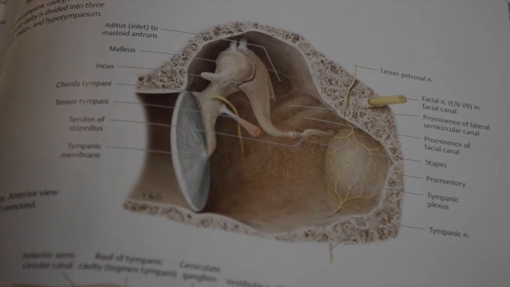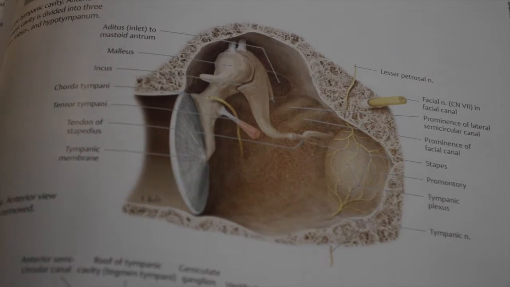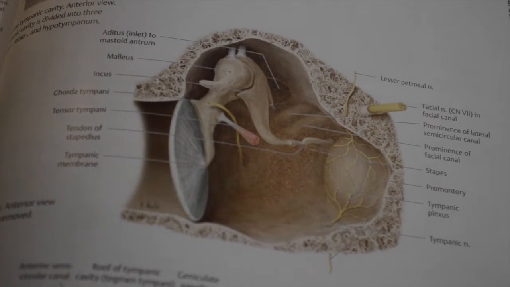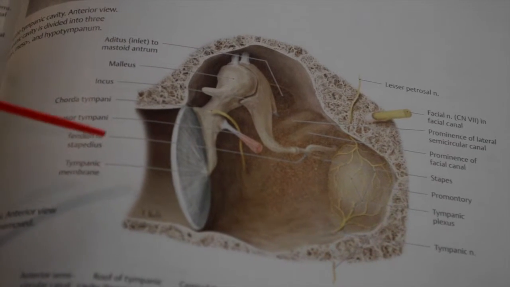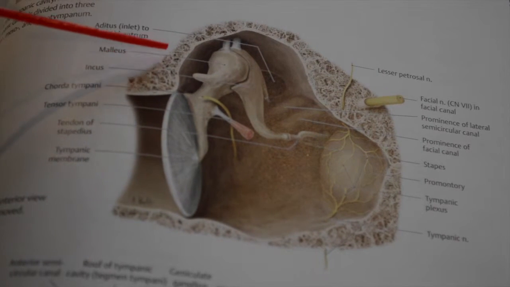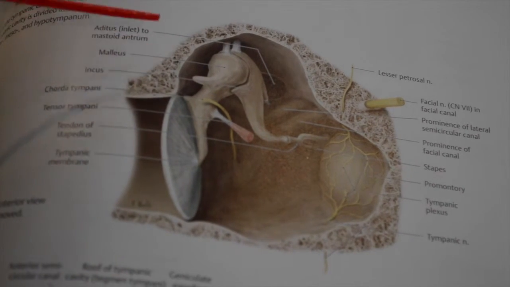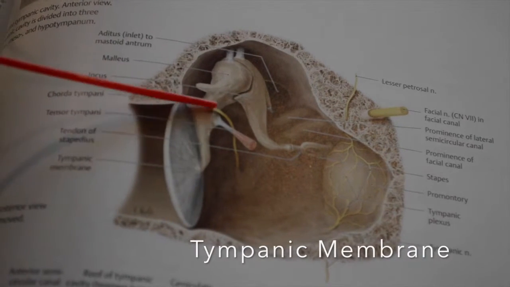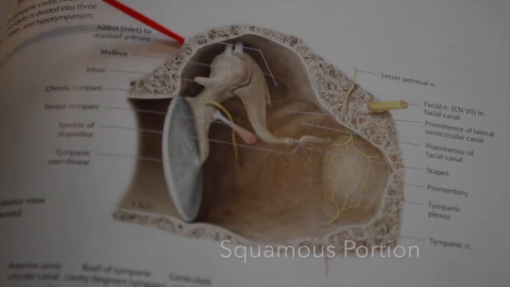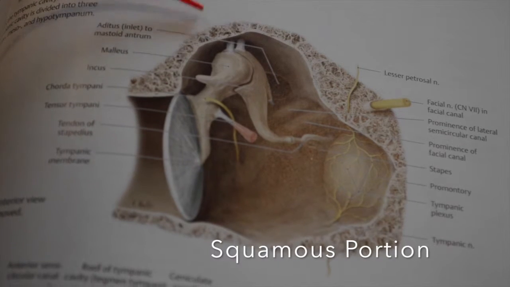The middle ear can be visualized as a 6-sided cube with 4 side walls, a floor, and a ceiling, but for this, we're going to be looking at actual pictures of the middle ear. The first wall we're going to talk about is the lateral wall, which is right here. It's made up of the tympanic membrane, which has the manubrium of the malleus lying on it, and then the squamous portion of the temporal bone.